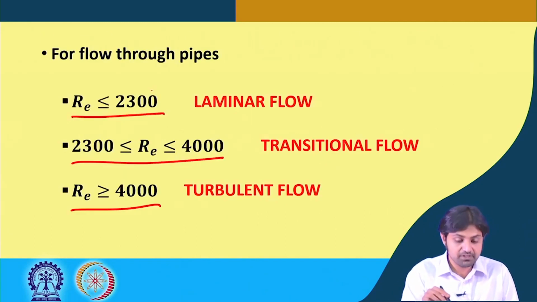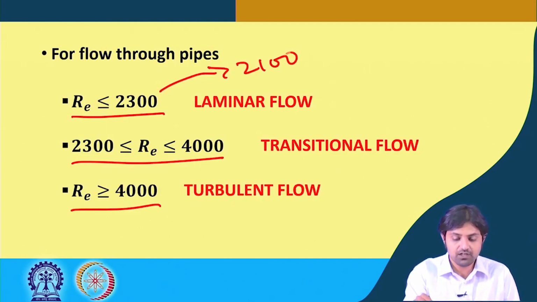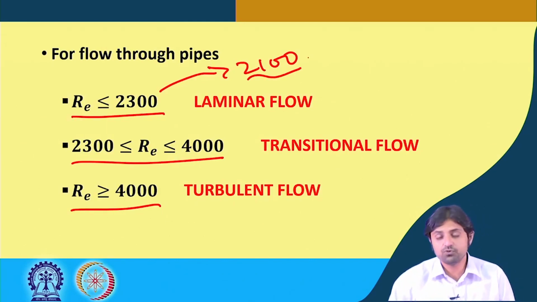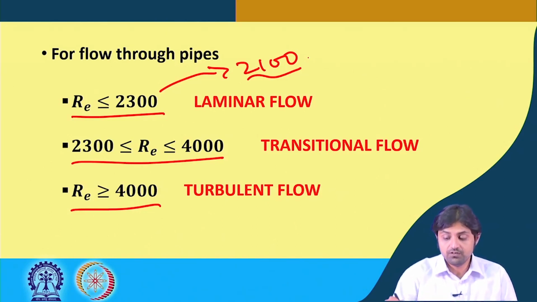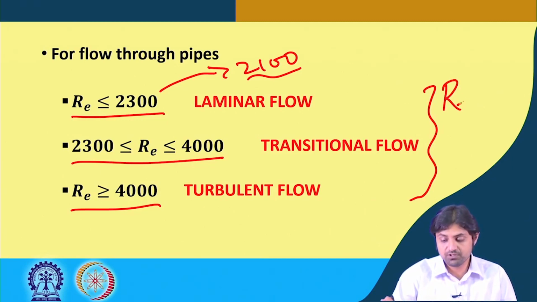Some books will say 2100 as well, but the idea is it should be around 2000 for laminar flow. So, around 2000, 2200, 2300 is the value recommended by many books. All these velocity measurements and Reynolds number measurements are experimental in nature.